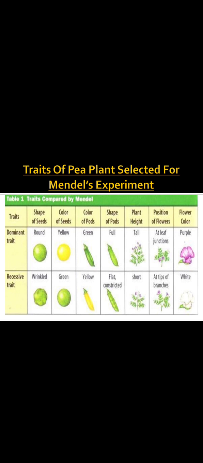So these are the major 7, like rainbow colors you should remember. 7 characters are very much necessary and very much required for this experiment. And to study about the inheritance, he preferably chose the pea plant.